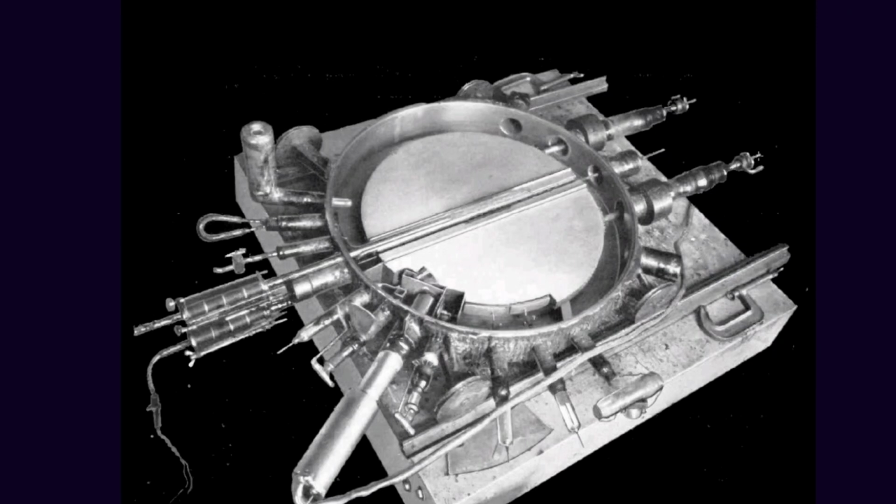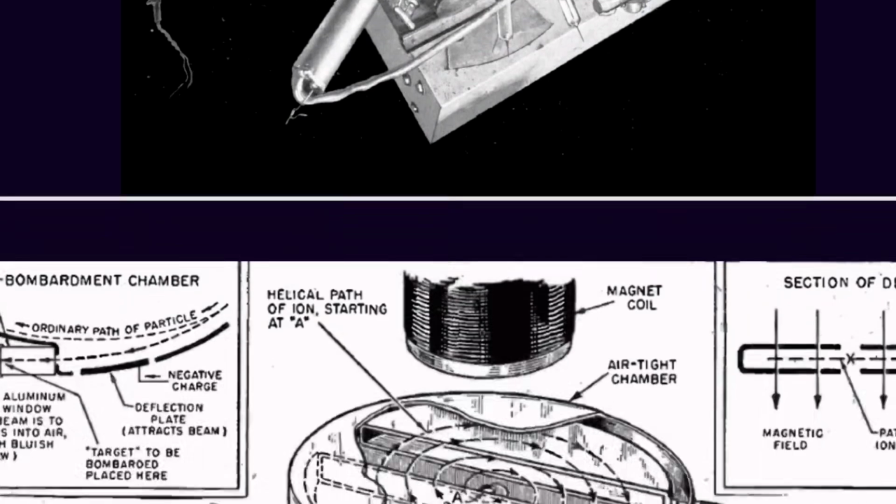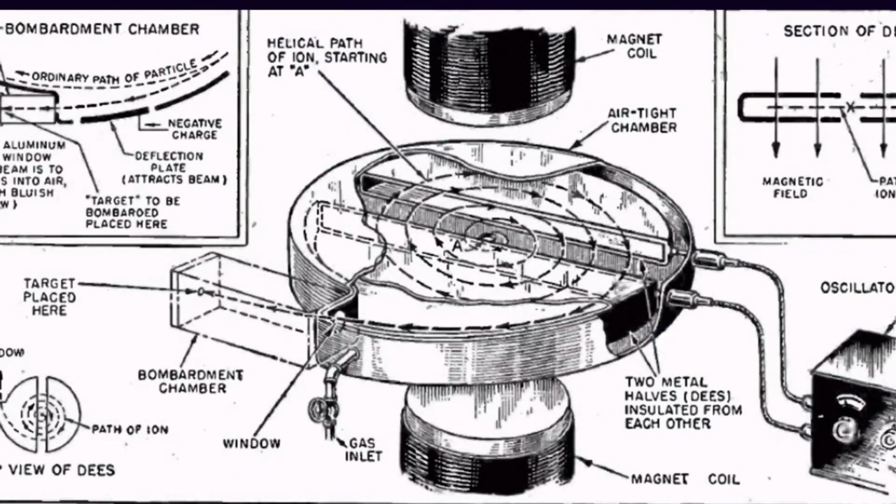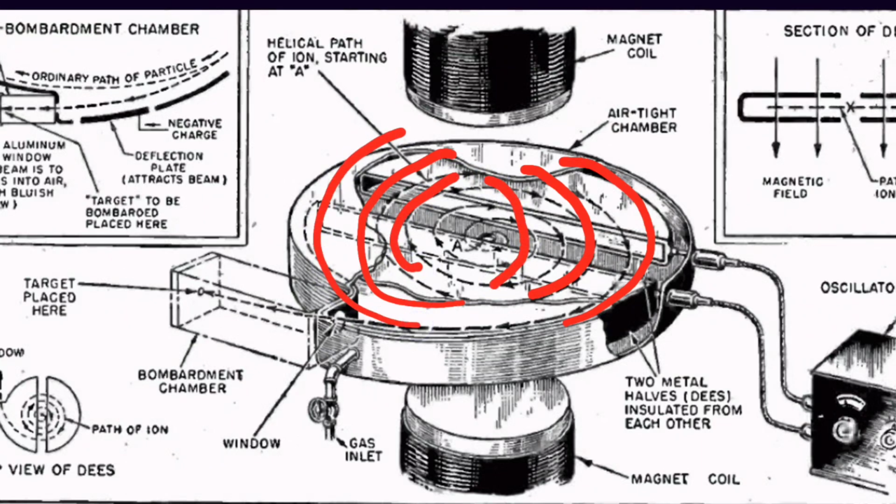This is the physical machine. Now here is the diagram of the machine. These semicircular dees are equispaced and of different radii, within which the charged particle starts accelerating.